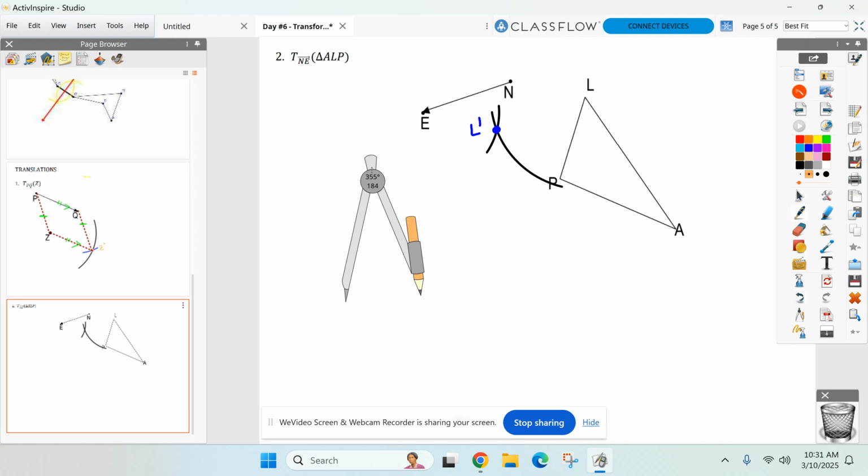The compass? What'd you just do? So the distance, and then you did it from L? Yeah. Okay, now you measure the distance from the point you're translating to the start of the vector. Measure the distance from L to N now. Now you put your compass point on the end of the vector. Yep, and now make them intersect because you're going that direction. Measure L prime.